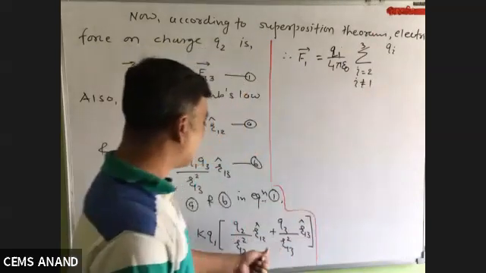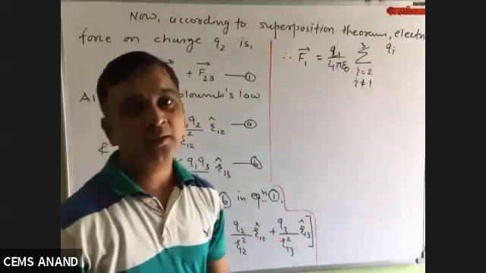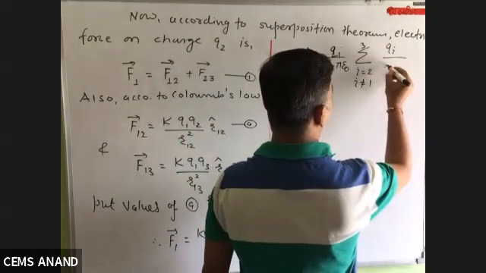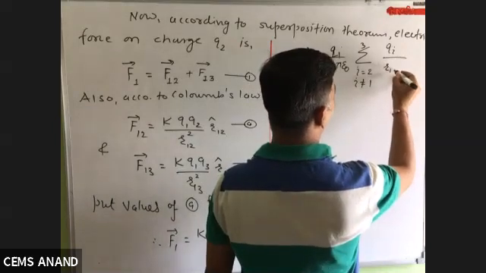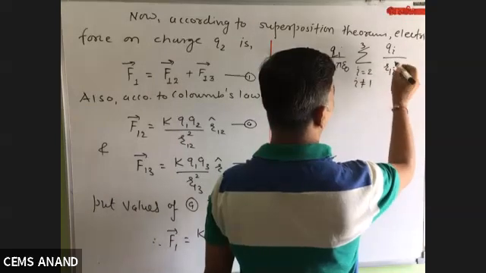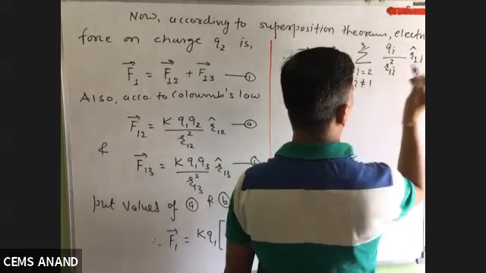And what is the relation between them? It's a summation, which is denoted by the sigma symbol. Now divided by R1i square, R1i cap.